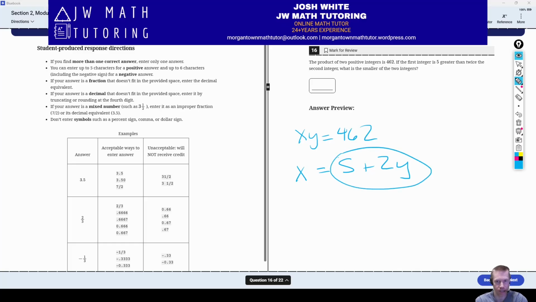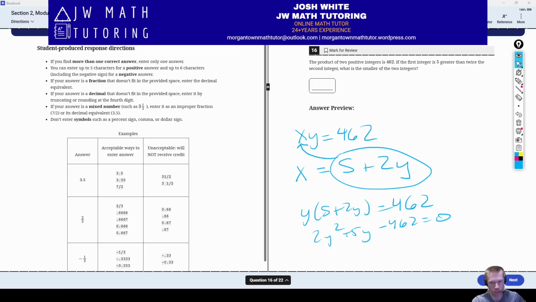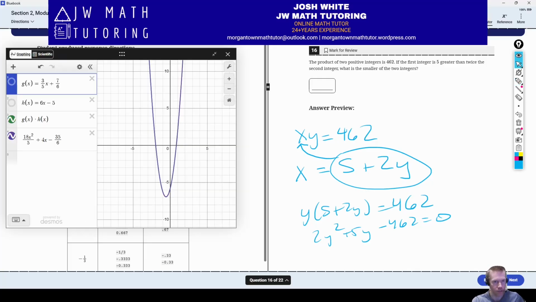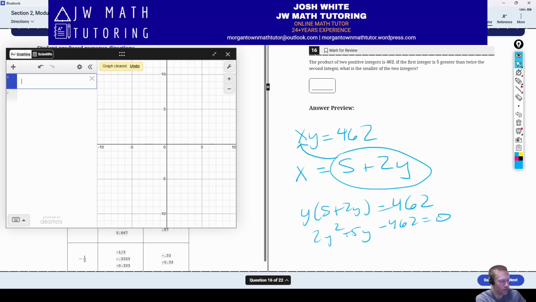So you just take this, we plug it in for x, so you get an equation that looks like this. 5 plus 2y. Okay, and now you have a quadratic equation. So you could go ahead and multiply this all out, distributive property, and then I just switch the terms, then I subtract 462 and get a 0. You could try to factor this, but there's no need to do that. Let's just go to Desmos and just get the answer.